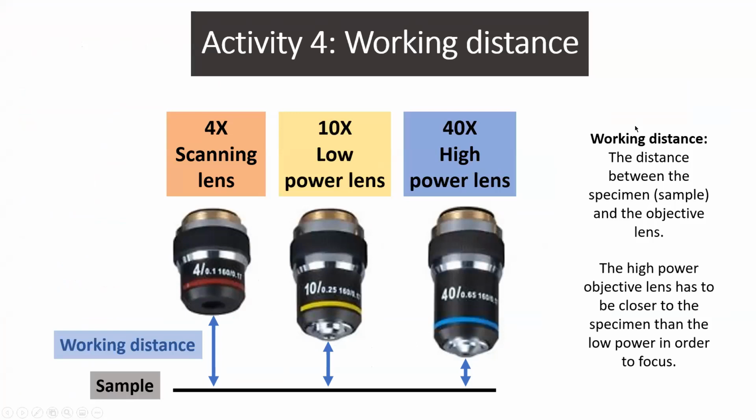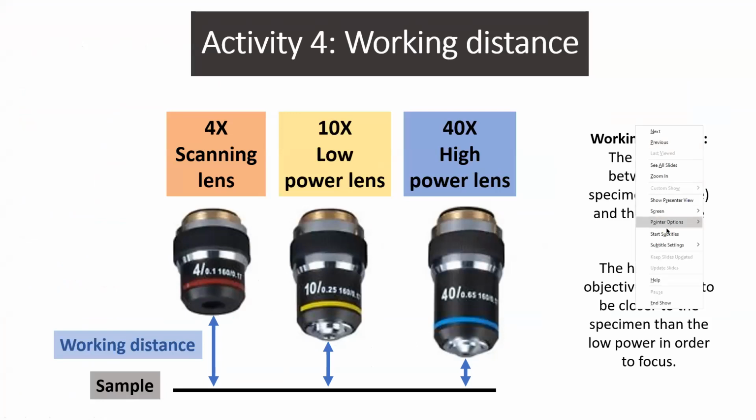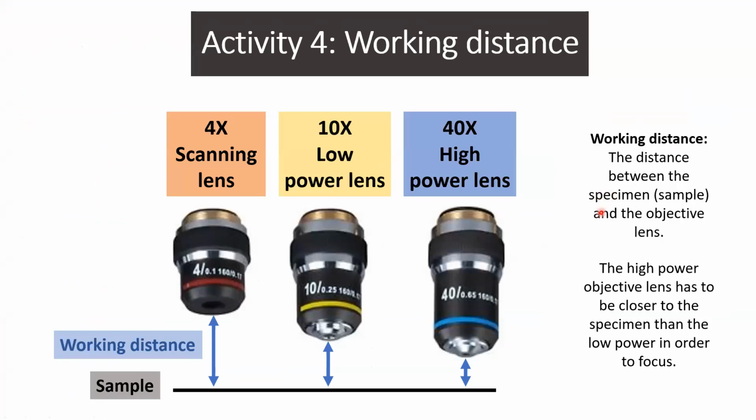Working distance is the distance between the specimen and the objective lens. So if you have your specimen here and your objective lens is over here, this would be referred to as your working distance. As you can see, when you are using your 4x scanning objective lens, you have a greater working distance between the lens and your sample. As you increase in magnification, this working distance is going to decrease.